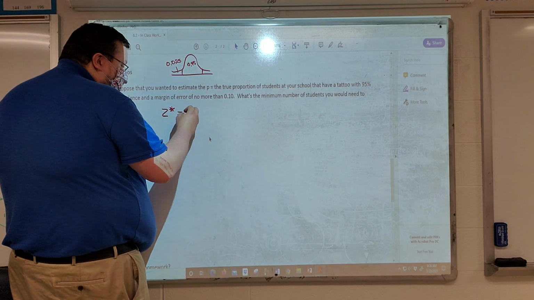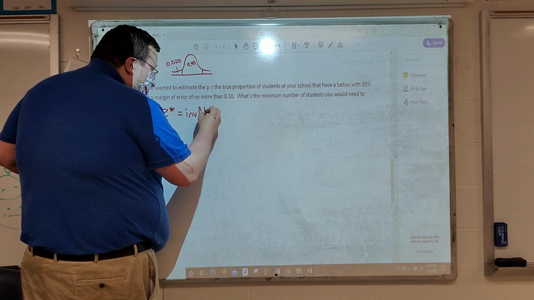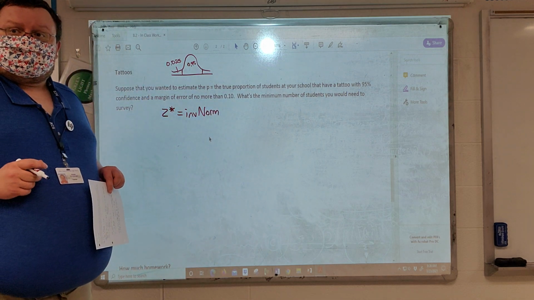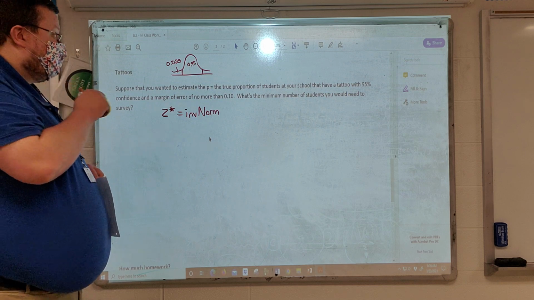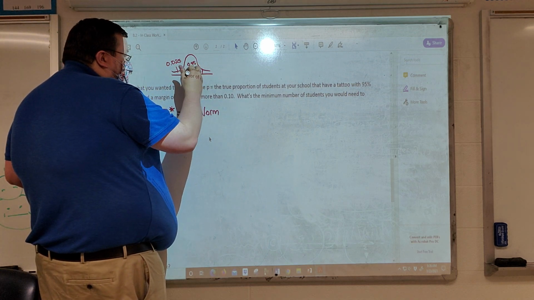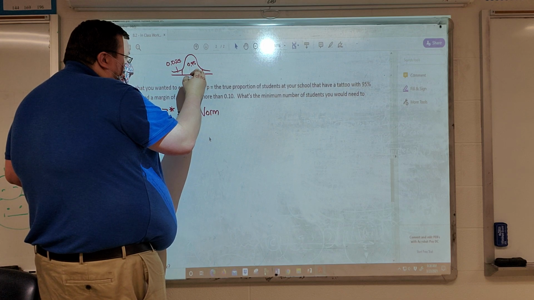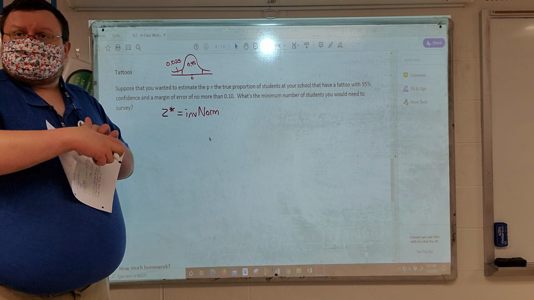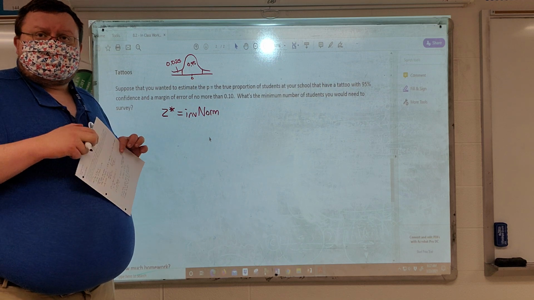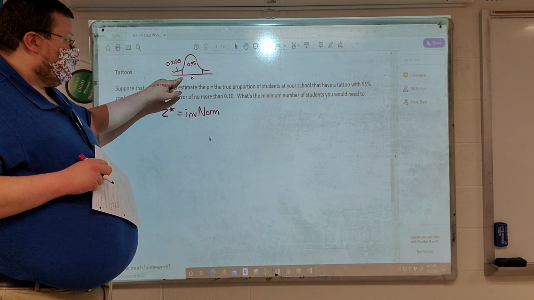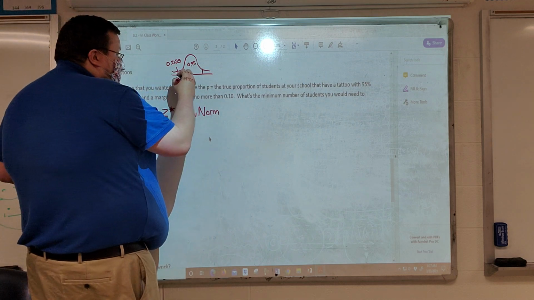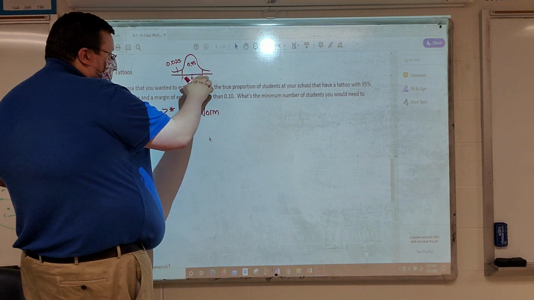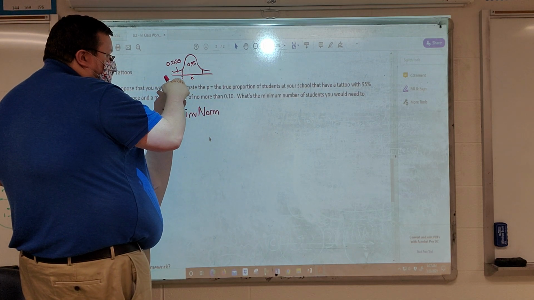Anyways, so you want to run your inverse norm to find your Z star. Y'all remember doing this, right? It's a Z score. We're looking for a Z score here because this is centered at 0. It's got a standard deviation of 1. We use the standard normal. So we're looking for the Z score of that right there. Which really, we actually want this one, but if we find this one, it's the negative of that one.